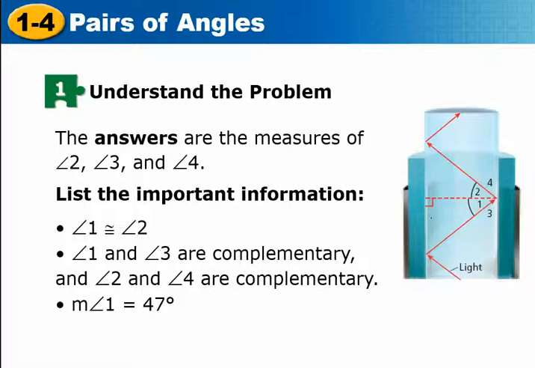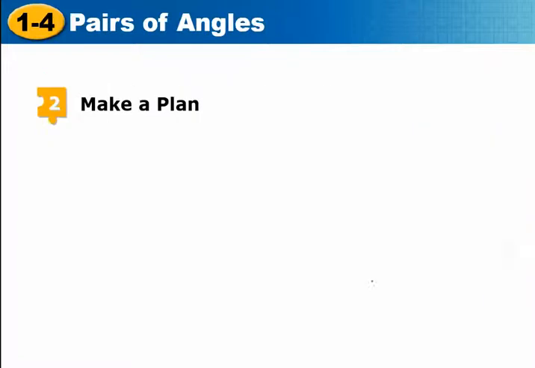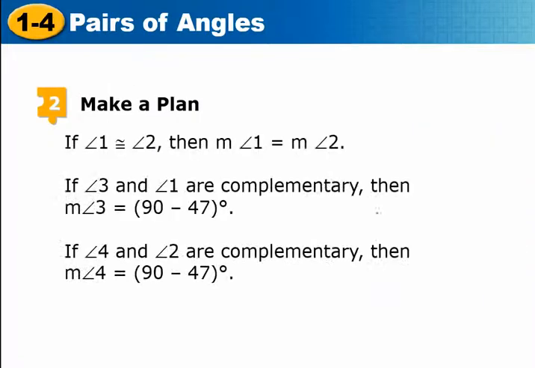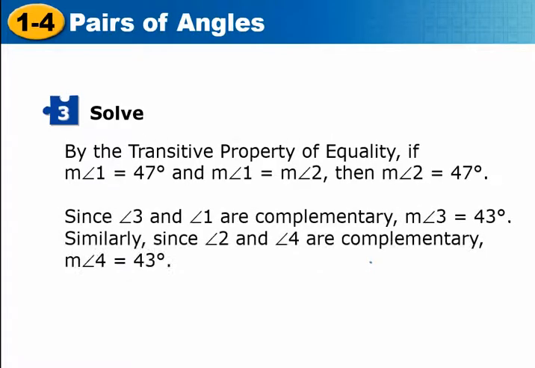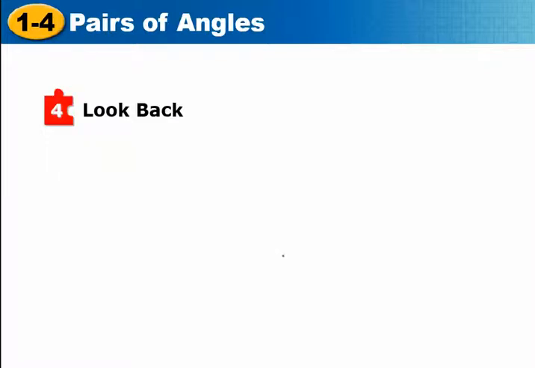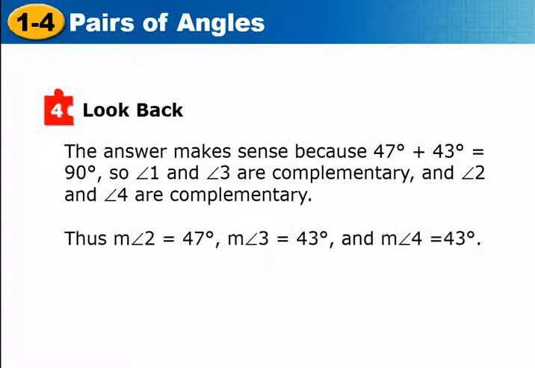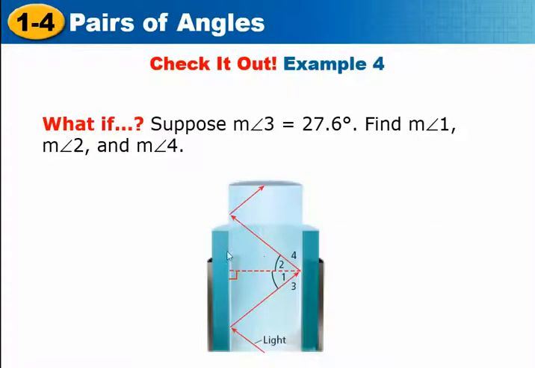They're listing this step by step. We already wrote some of that down. Here's our plan. And then solving. All right, so we get 47 degrees for the measure of angle 2. We get 43 degrees for the other two. And then we look back and see that the answer makes sense.